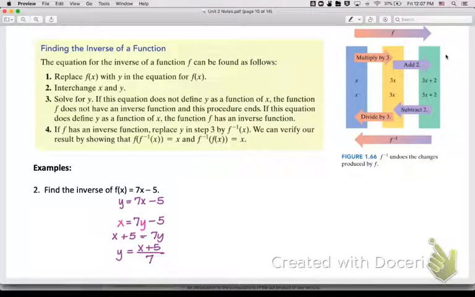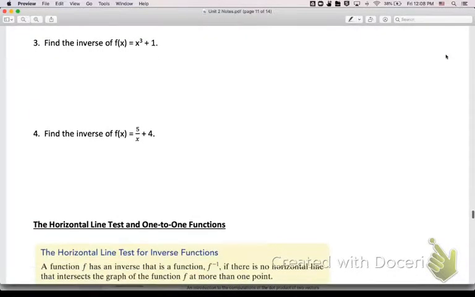That is a function. We don't get any plus or minuses or anything like that. So that means that we can name it f inverse of x, and the answer is x plus 5 over 7. Ta-da! There's your inverse, okay? Take a moment, put the video on pause, and try number 3 and number 4.